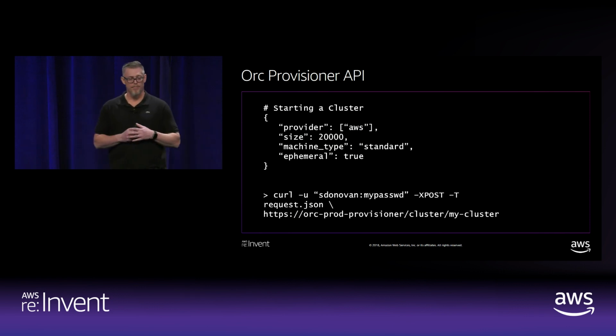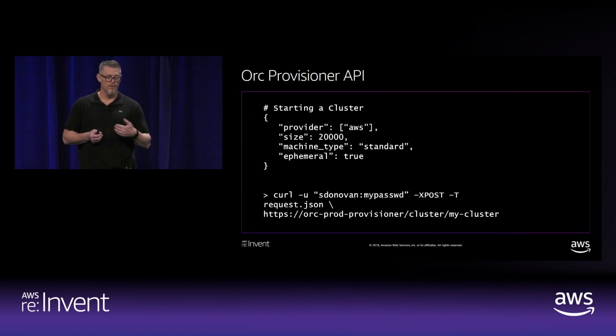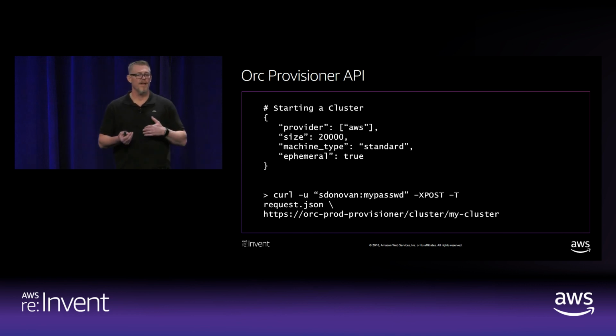Since we're here talking about spot fleets, I'll give you a little bit of insight into how our provisioner works. Our provisioner is a REST service. You basically post a JSON request to its cluster endpoint, and it will start up spot fleets for you. You have to provide some information in the request. You have to specify the provider, AWS, the size of your cluster, in this case 20,000 cores, and you have to give it a machine type. Right now we have 3 different machine types: standard, high mem, and compute. I'll talk about those in another slide. But for now, just know that there are 3.